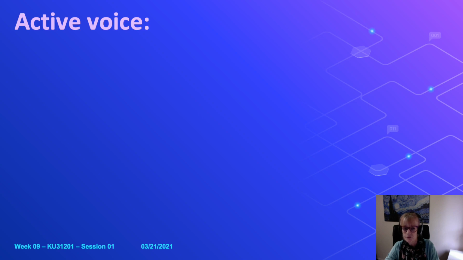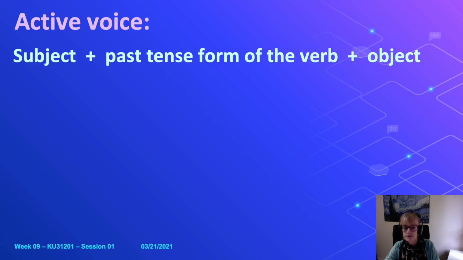So active voice is when the subject is the main part of the sentence. So if you have a look there, that is basically the formula for writing in active voice. We put down the subject, then the past tense form of the verb, and then the object. So those 3 different things need to go into the sentence for it to be active voice.